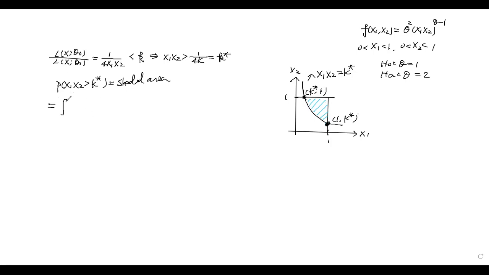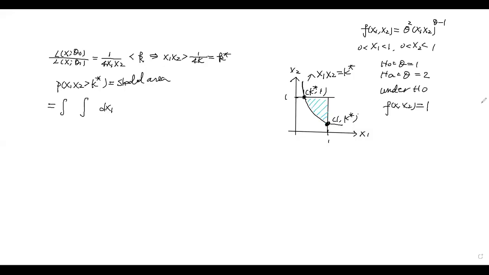First, I'm going to integrate with respect to x1. Under the null hypothesis, I know f(x1, x2) will just be 1 here. And now let's take a look.